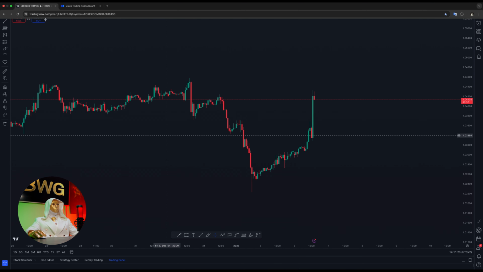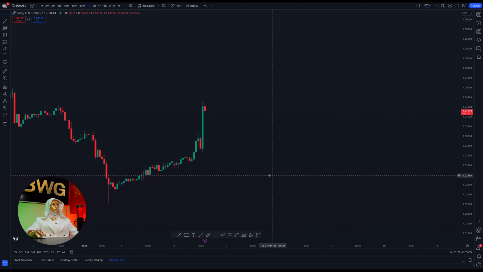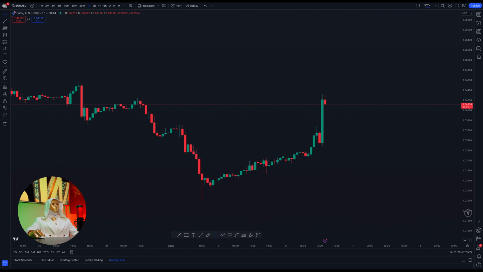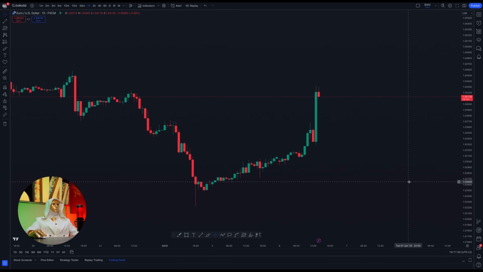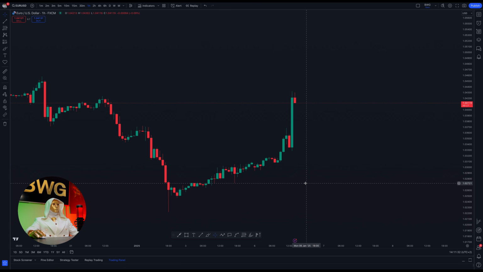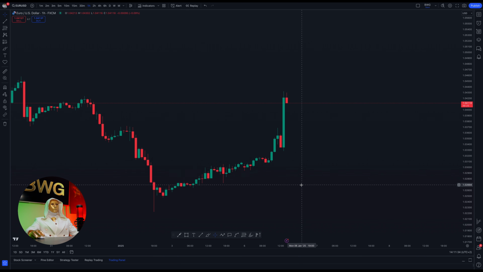Let's go to the TradingView platform. I already have the pair EUR/USD. We are going to analyze 5 basic terminologies. Let's start, for example, with Buy Side Liquidity and Sell Side Liquidity.